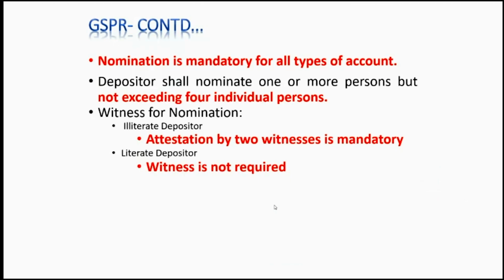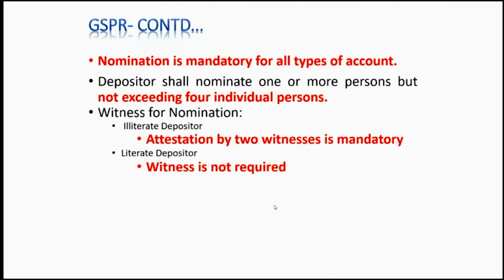Whatever may be the type of account, whether it is a minor account or an adult account, nomination is made mandatory. How many persons can we nominate? One depositor can nominate 4 individual persons, not exceeding 4. The maximum nomination that could be done by a depositor is 4. And what about the witness for nomination? If the depositor is literate, a witness is not required for the nomination. In case of an illiterate depositor, definitely 2 witnesses should be there to witness the nomination.